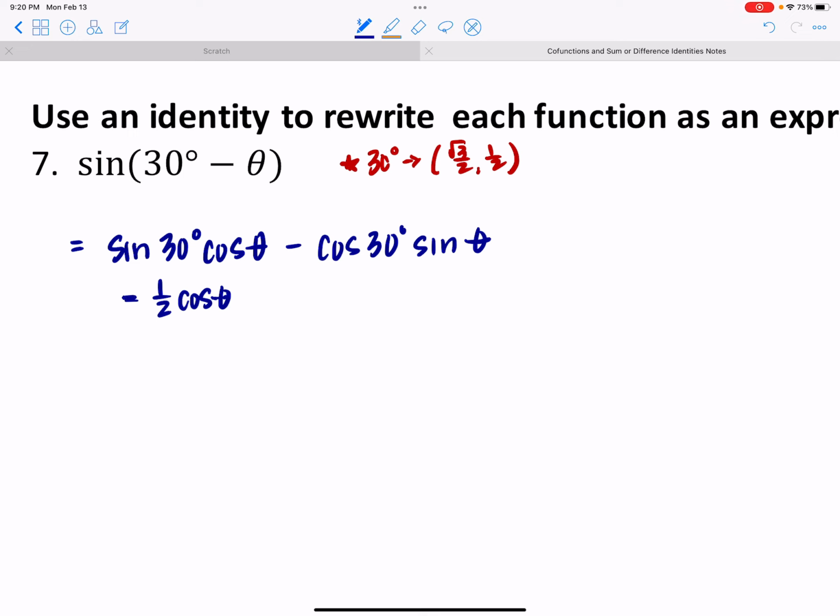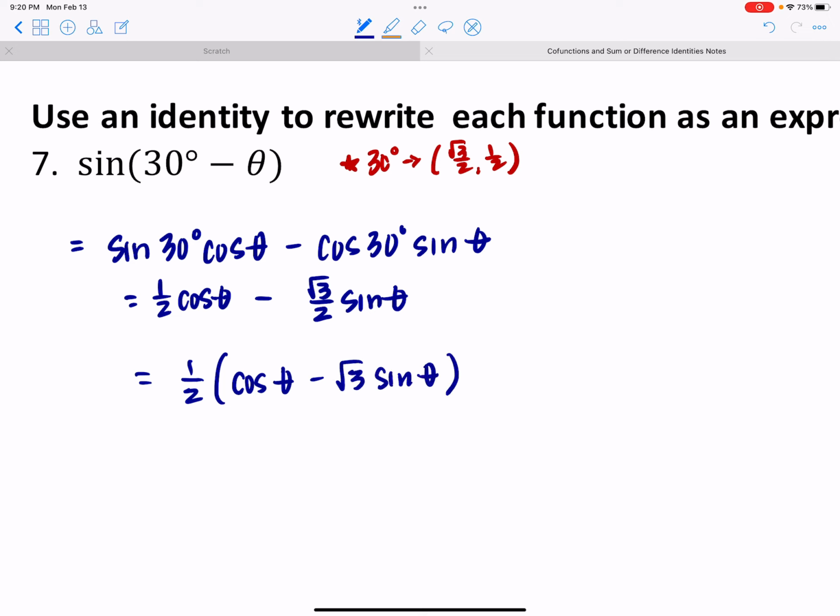That's an equal sign. And then cosine for 30 degrees, that's radical 3 over 2 multiplied by the sine of theta. And then I don't know if there's much more we can do with this. Maybe factor. Both of these have a 1/2 in common, so if I factor out the 1/2, then I have left cosine theta minus radical 3 times the sine of theta. And that's really it. Can't really do anything else to simplify this.